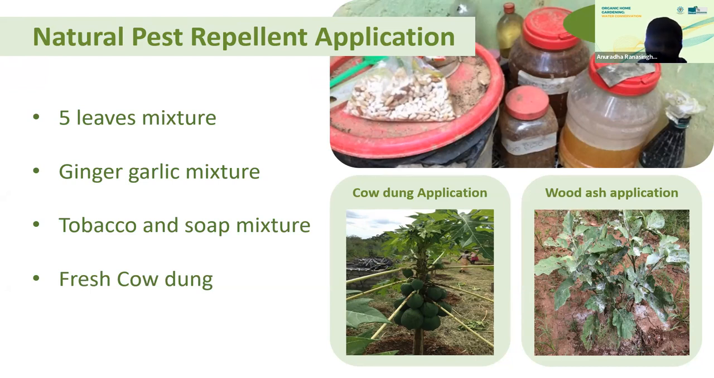Again, fresh cow dung also, as I mentioned before, we can make it as a very dilute solution, and we can spray it. Then it will maintain a thin layer over the leaf surfaces. Then we can use it.